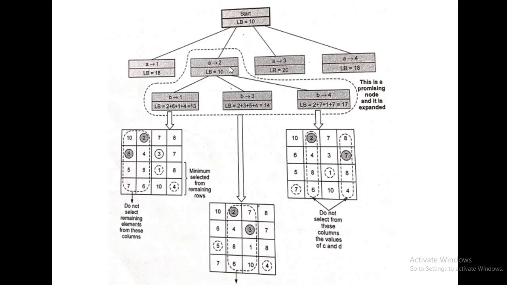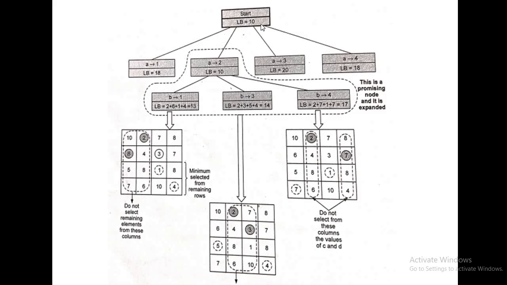So we have to choose the minimum value. Same like that, we have to choose a equal to 2. We are choosing the second column here. A equal to 3 means choosing the third column. A equal to 4 means choosing the fourth column. So compare with this least node, the lower bound node. Here the lower bound value is 18, here it is 10. So we are going to prove the corresponding LB is equal to 18.